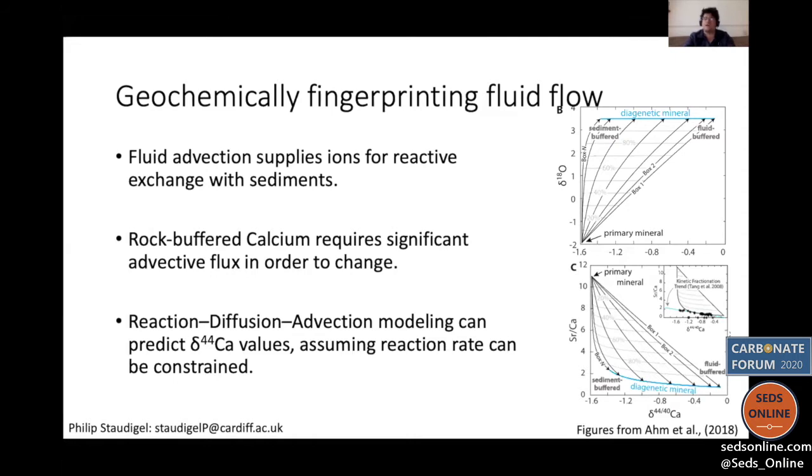In this case, we're looking at strontium calcium ratio in the top figure, and in the bottom figure, oxygen isotopes and calcium isotopes, which is the x-axis of both figures. Because advection supplies lots of ions for reactive exchange, it requires a great deal of fluid flow in order to impact more rock buffered parameters such as calcium isotopes. And so we're going to be using calcium isotopes in order to constrain the fluid rate.